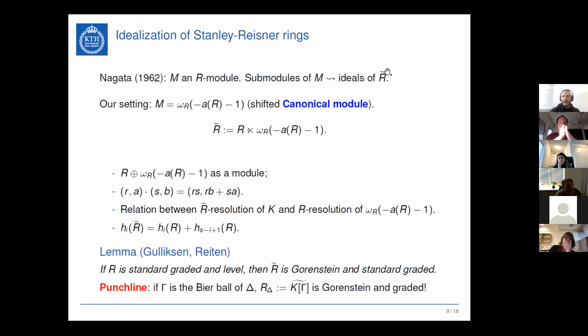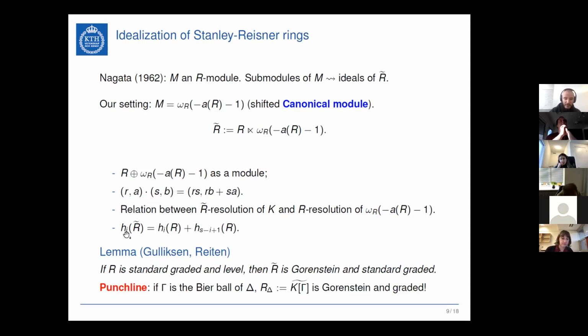And then the new magic ring, R tilde, is defined as a semi-direct product. The semi-direct product is nothing more than the direct sum as a module, but the product structure is defined in a little bit of a funny way. On the first component it is simply the product, but on the second component you get this cross product, some type of thing: R times B plus S times A, okay? And it turns out that there's a very precise relation between the R tilde resolution of the field and the R resolution of the canonical module. So you can write the corresponding Poincaré series as a rational function, one or the other.